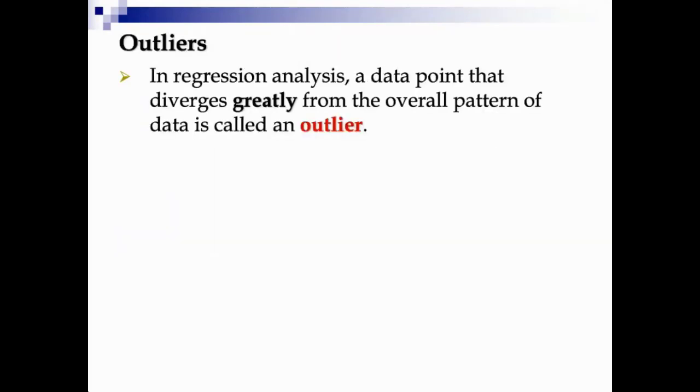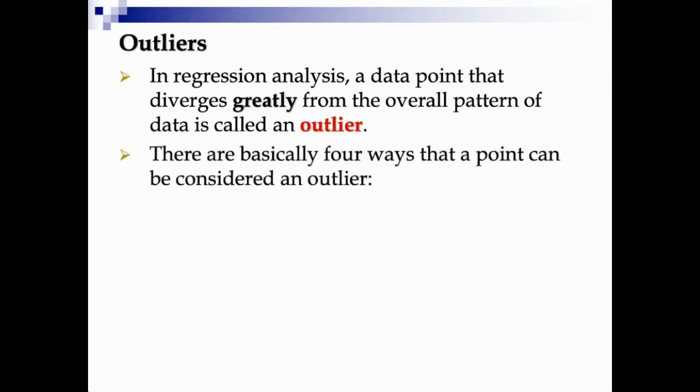Okay, so in regression analysis, a data point that diverges greatly, a data point that is very far from the overall pattern of data, is considered an outlier. So something that diverges greatly from the overall pattern of data is called an outlier. And there's basically 4 ways that this can occur.